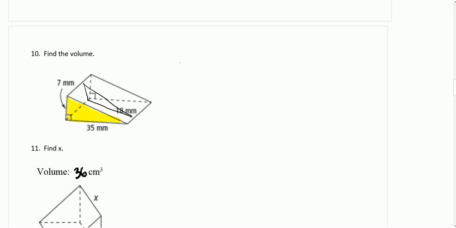So the area of the base is going to be 1/2 the base of the triangle, which is 35, times the height of the triangle, which is 7. And then we want the height of this prism, which is 18.